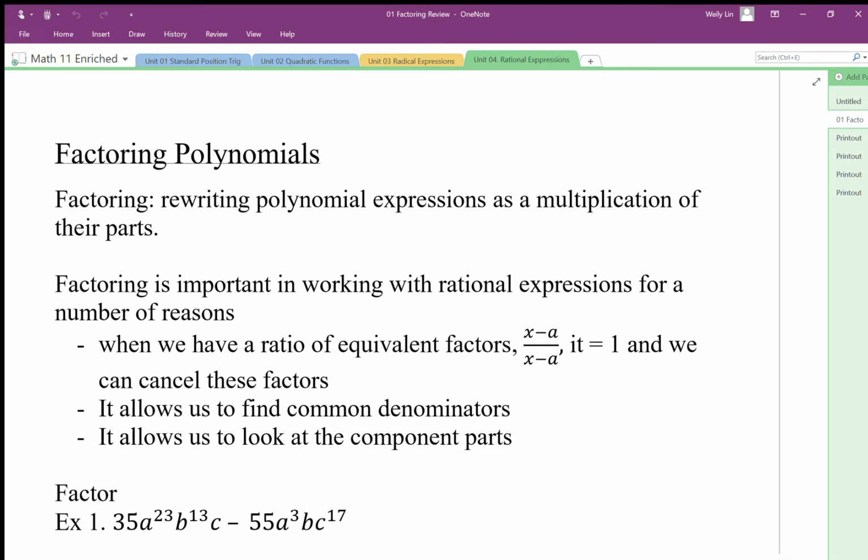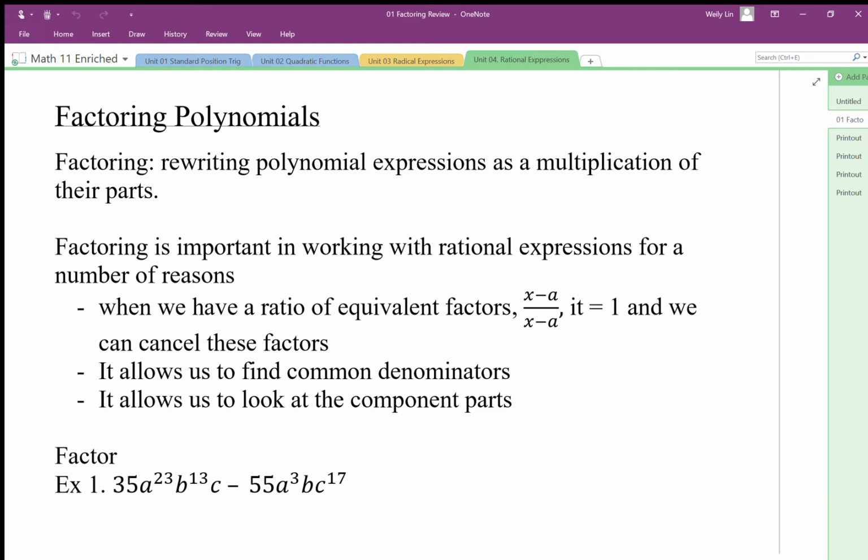The new unit we are starting is dealing with rational expressions. Now, with rational expressions, it's very important that we are able to factor because we're going to be dealing with factors a lot. So we need to be able to factor just generally, but also factor polynomials. So we're going to work on factoring some polynomials today.